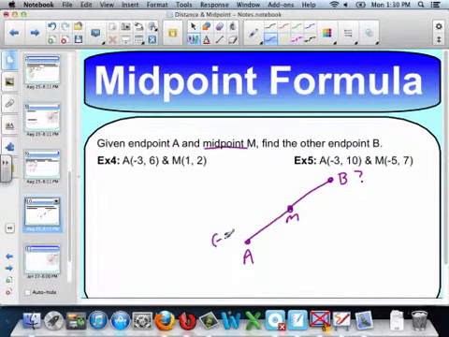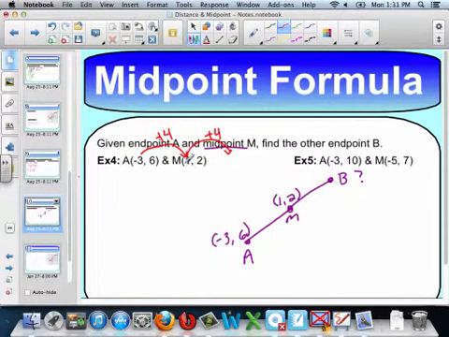So we're at -3, 6. We're going to 1, 2, and I have to go to B. So all you have to do is repeat. You're going to do this in 2 parts. You're going to repeat the X, repeat the Y. What did you do to go from -3 to 1? Added 4. So guess what you're going to do again? Add another 4. So what's 1 plus 4?